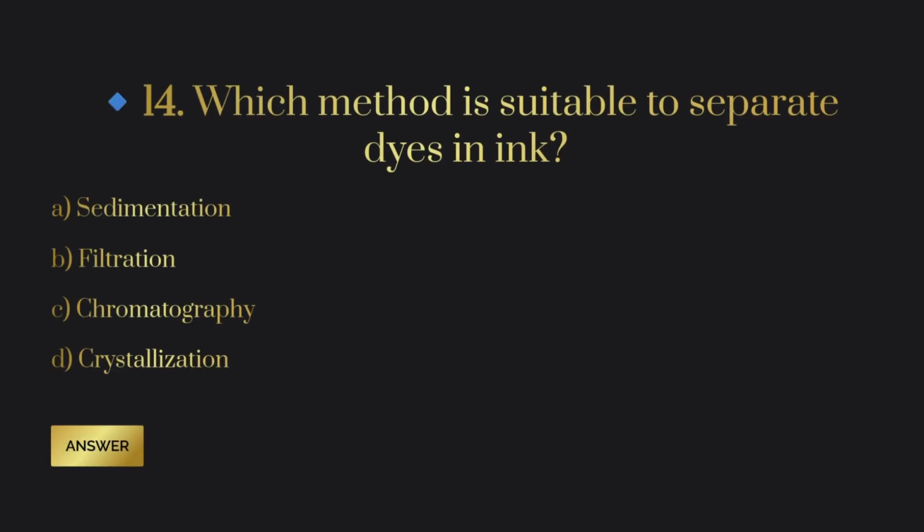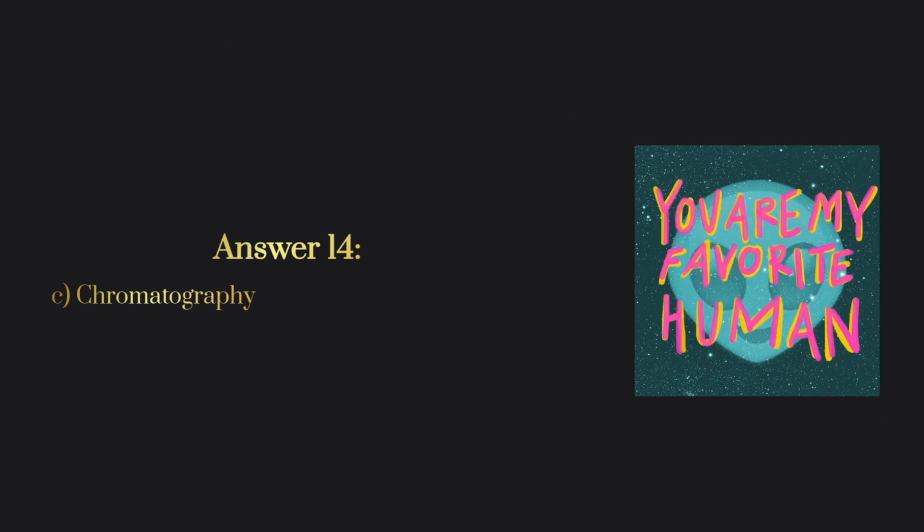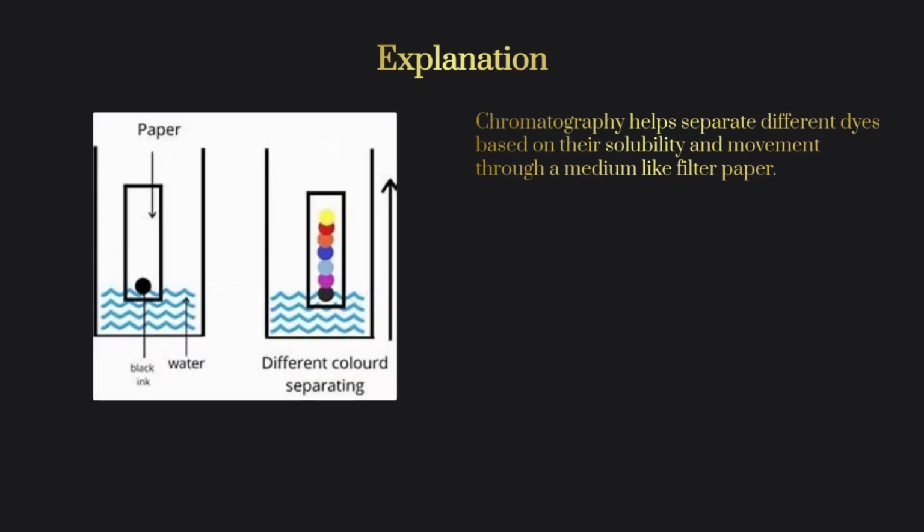Question number 14. Which method is suitable to separate the dyes in the ink? Options are, method of sedimentation. Option B, filtration. Option C, chromatography, and option D is crystallization. So we use which method? That is option C, chromatography. Chromatography helps to separate different dyes based on their solubility and movement through a medium like filter paper.